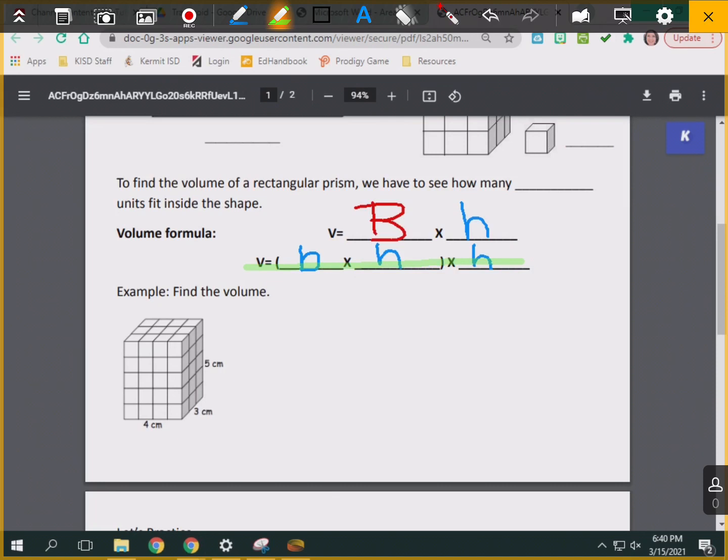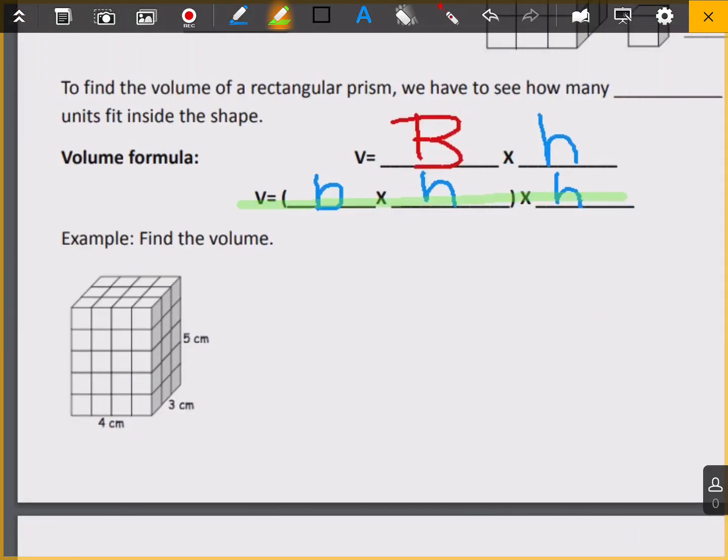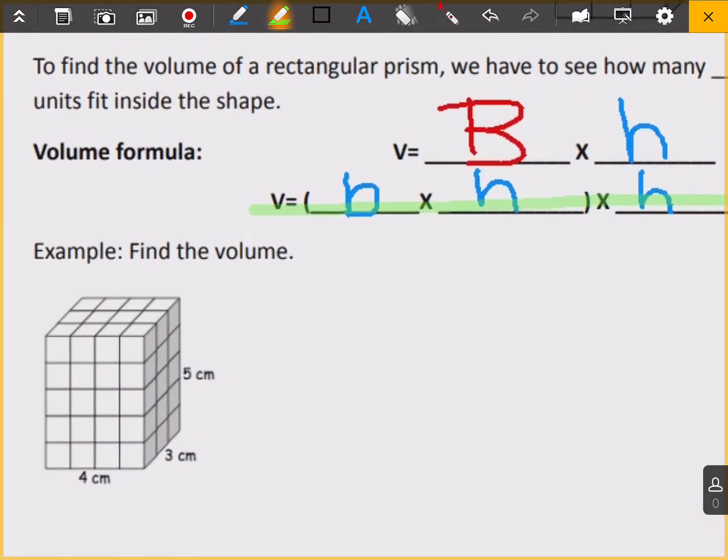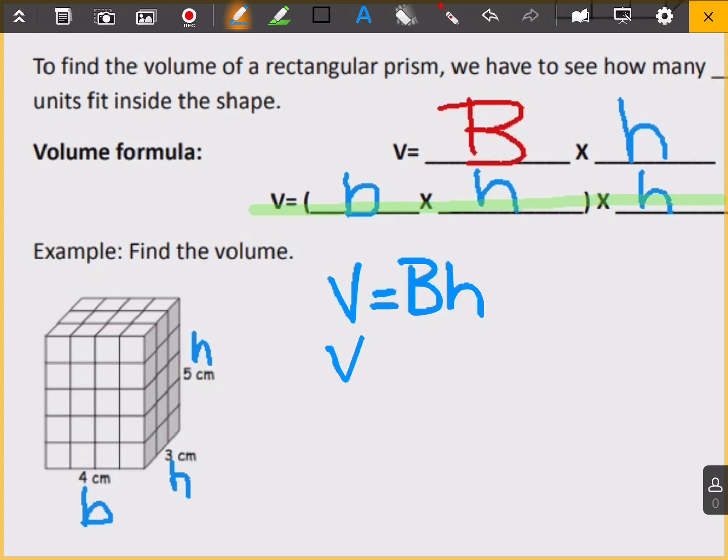So let's go ahead and look at this example. We have 4 centimeters, 3 centimeters, and 5 centimeters. Honestly, I just like this as my base, this is my height, and this is my secondary height. It just makes sense in my brain, and that's what I'm going to use. My volume formula says big B times H. I know that big B is the same as B times H, and then just multiplied by the height of the prism. So I'm going to plug these in.